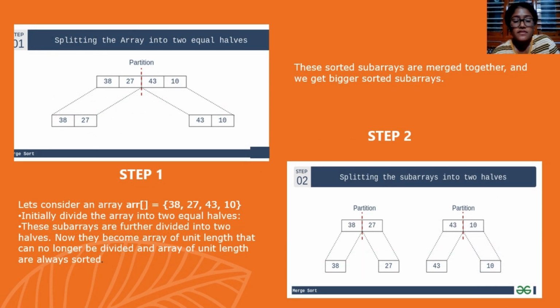As we were discussing, firstly we need to split the given unsorted array into subarrays. So the given array is divided into subarrays. This is the left half of the given array, and this is the right half. Then at the second step we continue with the splitting of the array into two equal halves. So here the left half of the first unsorted array is divided.